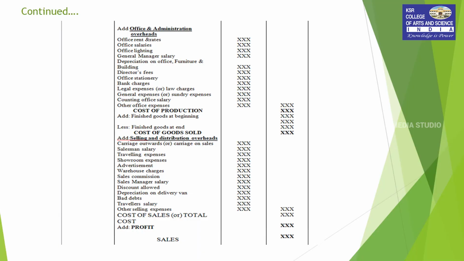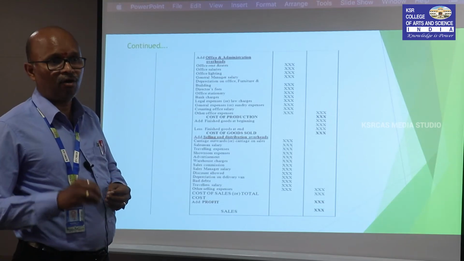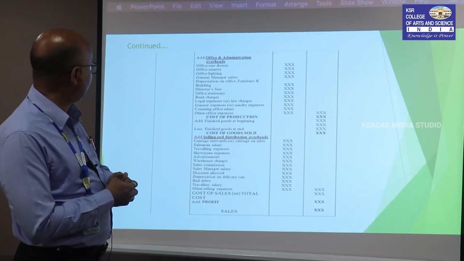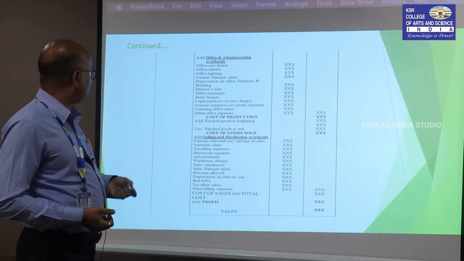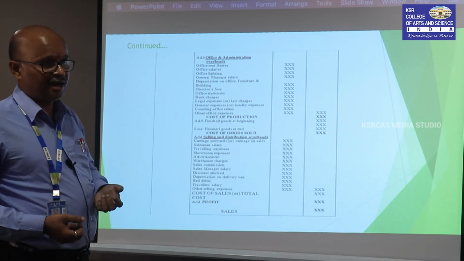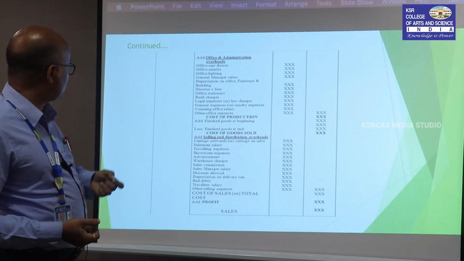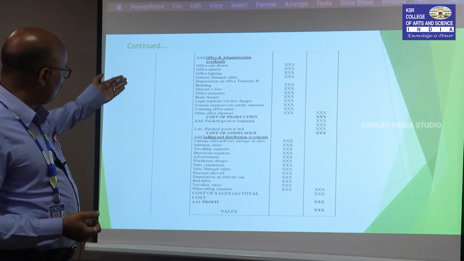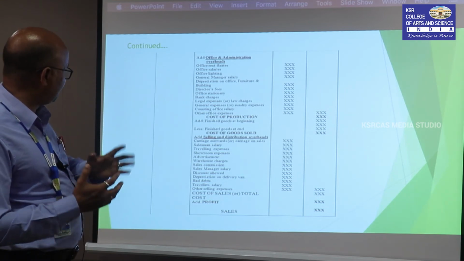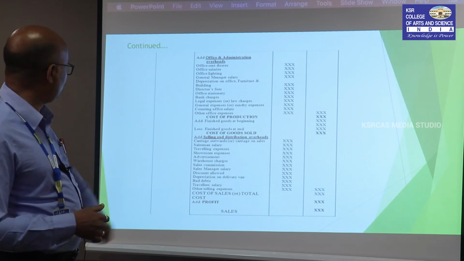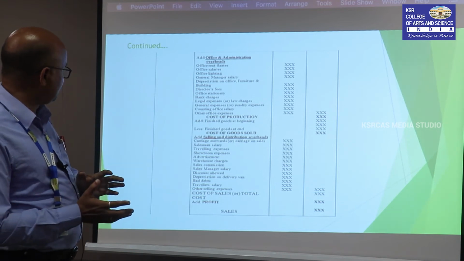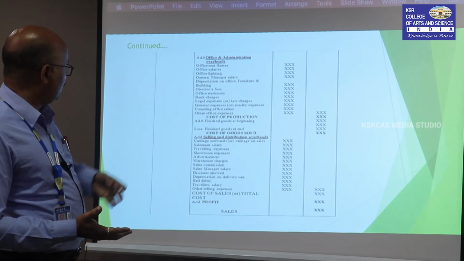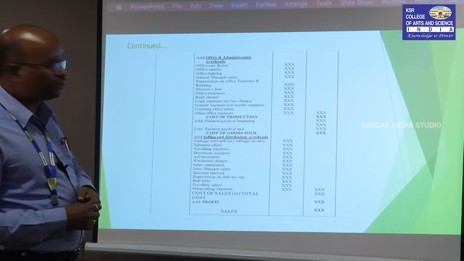What you are going to see now is the office or administrative overheads. What are the expenses that take place in a particular office? These are termed office expenses or office overheads. For example, office rent, office salary, office lighting, the general manager's salaries, director fees, office stationery, etc. By adding all these things, we get a particular answer that is termed as cost of production. Along with that, we have to add the finished goods at beginning and less the finished goods at the end. By deriving all these things, we get cost of goods sold.